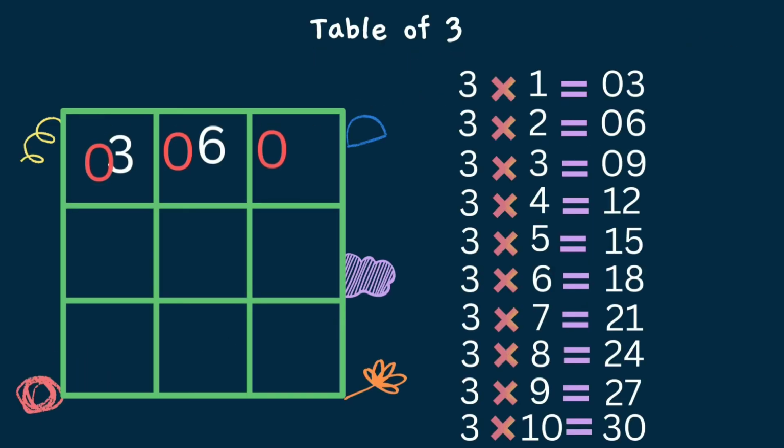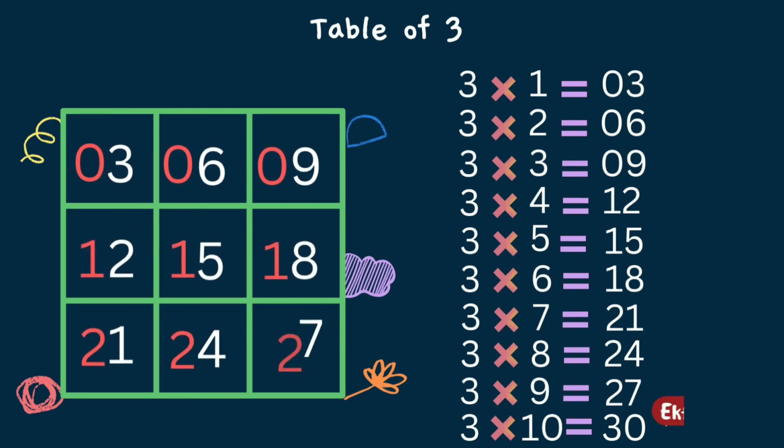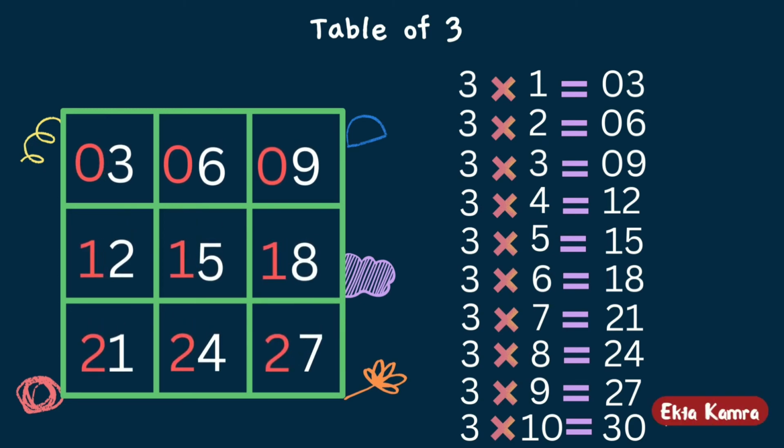As you can see that we have applied the whole trick on a grid. Now let's check the grid and the table of 3. I hope all the numbers are same in grid and the table of the 3.